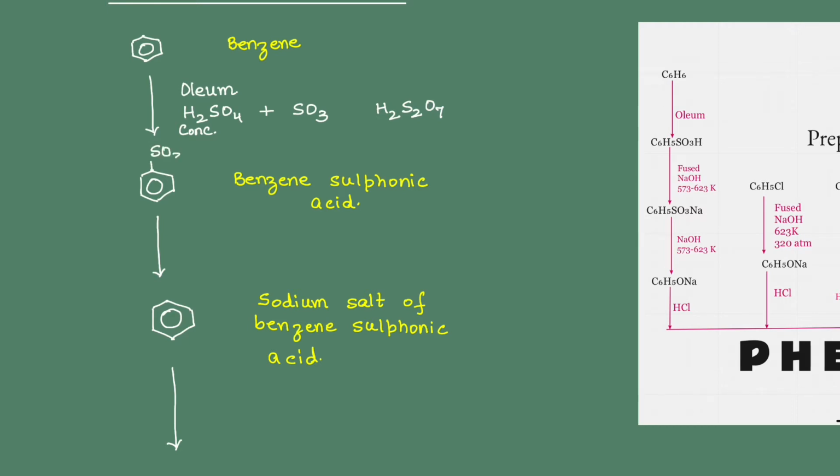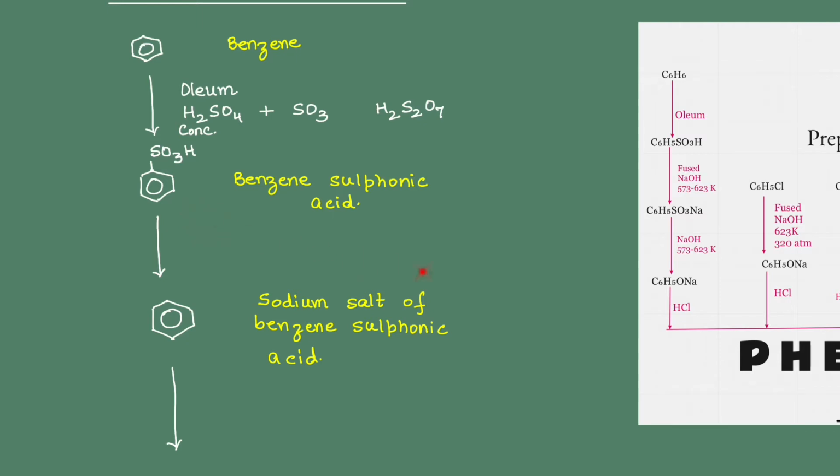SO3H. I'll get the first compound, benzene sulfonic acid. Also, I would encourage you all to write the names of the compounds as well, because I have noticed that a lot of students, they don't know the name. So even though they know the reaction, they don't know the name of the compound, and then they are unable to relate to the question.